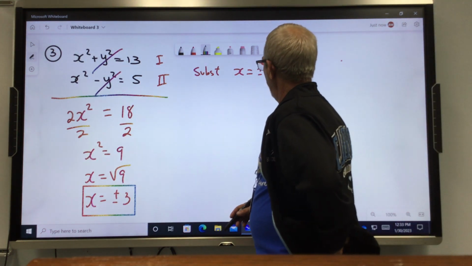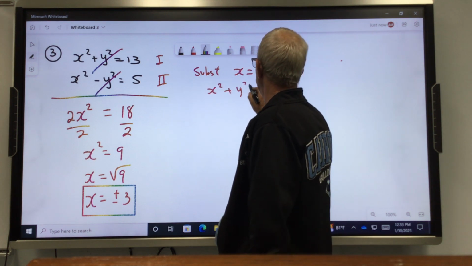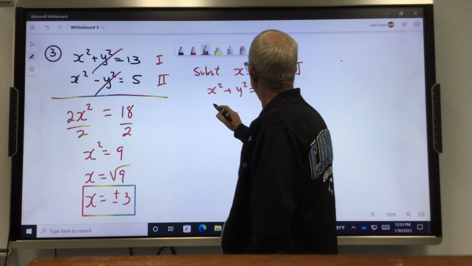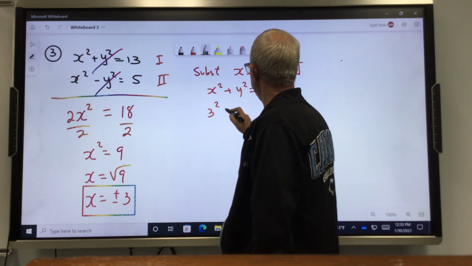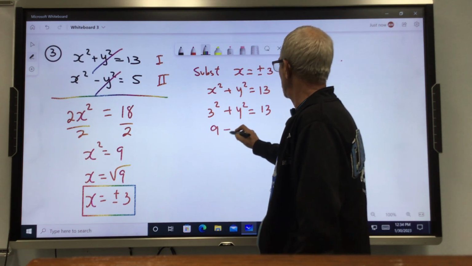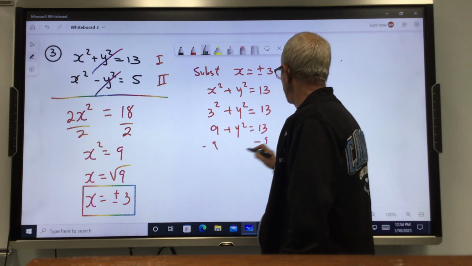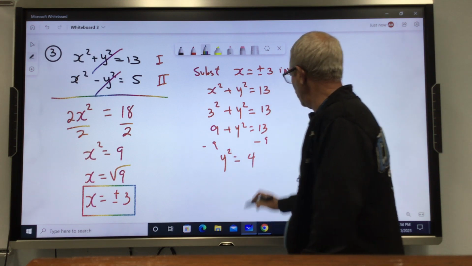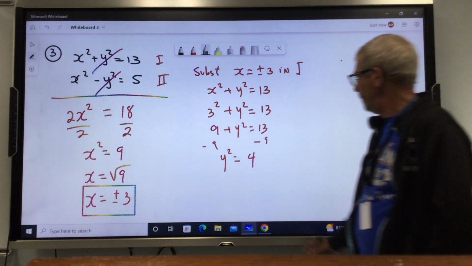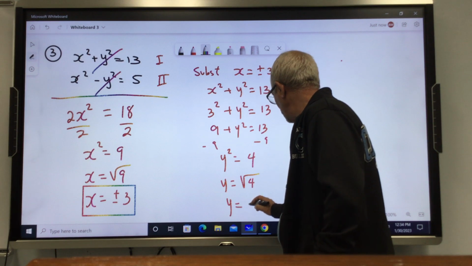All right, equation 1, x squared plus y squared equals 13. Then the value of x is 3. Then 3 squared plus y squared equals 13. That is 9 plus y squared equals 13. Subtracting 9, y squared equals 4. And y is equal to what? The square root of 4, that is positive and negative 2.